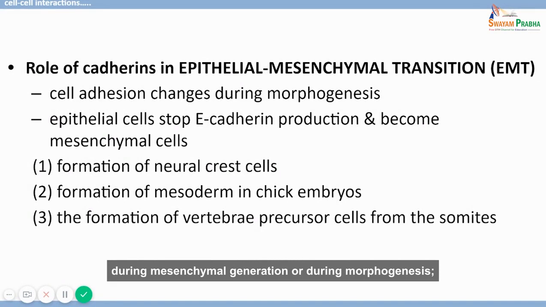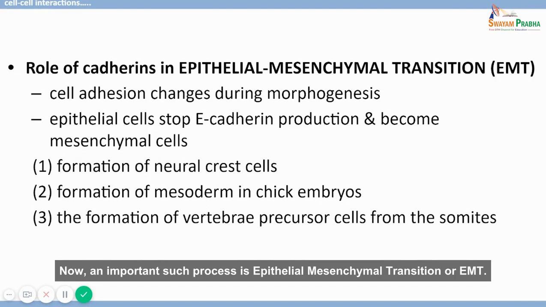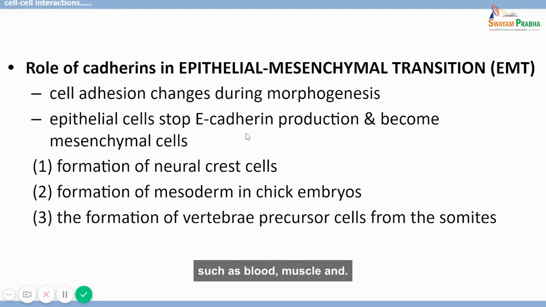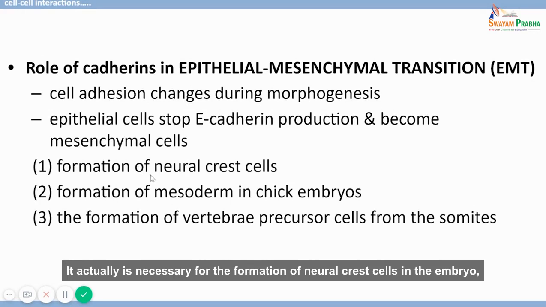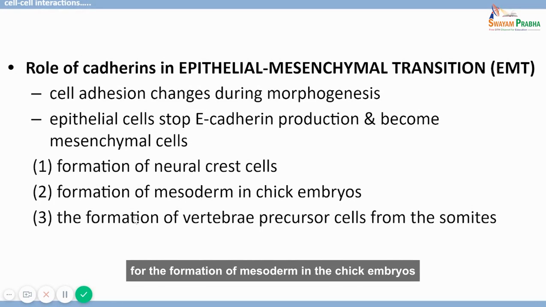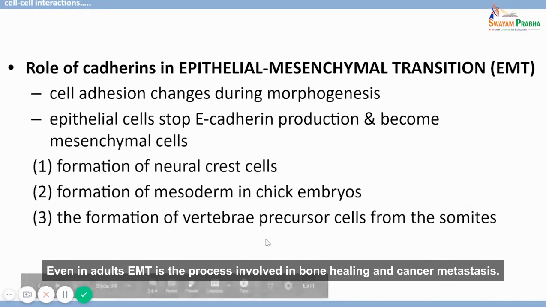That is the construction of tissues and organs in the embryo. Now an important such process is epithelial mesenchymal transition or EMT, during which a group of epithelial cells change to mesenchymal cells, which eventually give rise to mesodermal tissues such as blood, muscle, and bone. Now, EMT is critical during development. Why is EMT necessary? It is necessary for the formation of neural crest cells in the embryo, for the formation of mesoderm in the chick embryos, and for the formation of vertebral precursor cells from the somites. Even in adults, EMT is the process involved in wound healing and cancer metastasis.